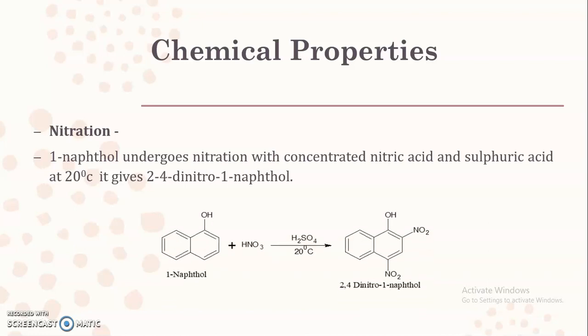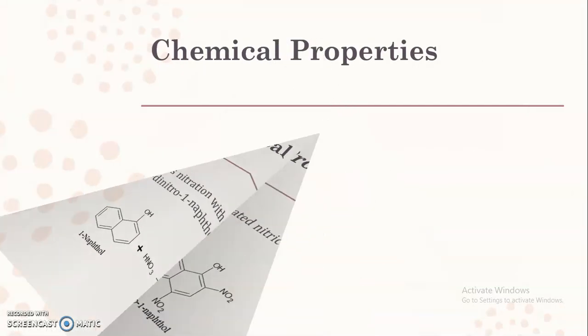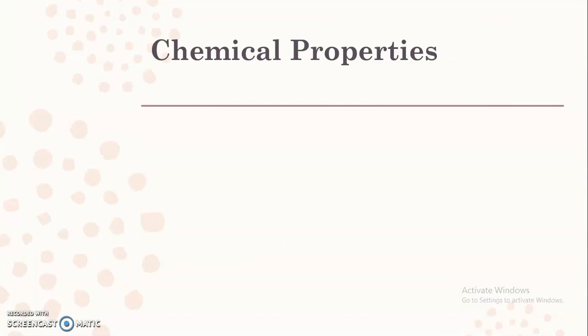which can be observed in this particular reaction, where you can see that 1-naphthol is treated with the mixture of HNO3, that is the nitric acid, and sulfuric acid at 20 degrees Celsius to give us 2,4-dinitro 1-naphthol. That is, the nitro groups are present at the second and fourth position of this naphthol. Here also we can say that this hydroxyl group is acting as an ortho-para director, due to which nitro groups are attached at the second position and the fourth position. So this is about the nitration.